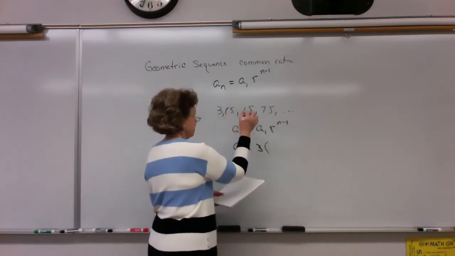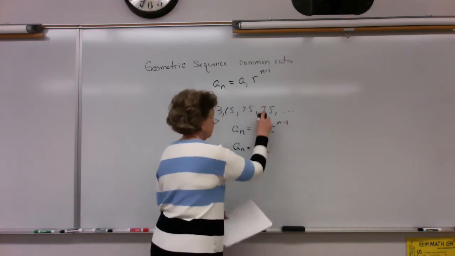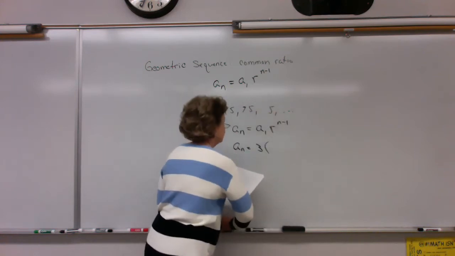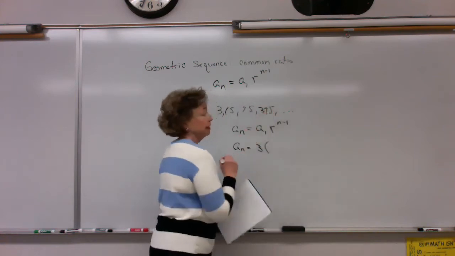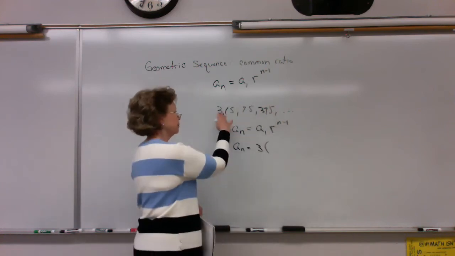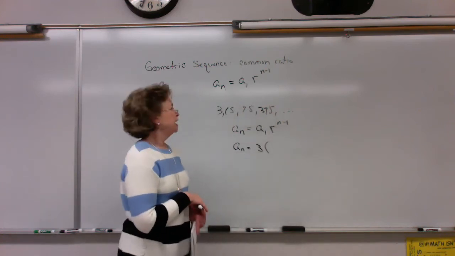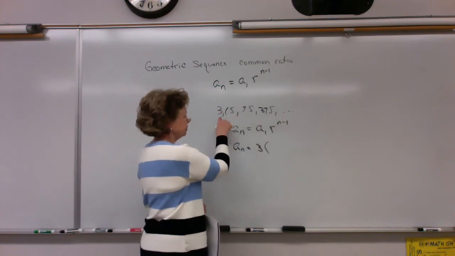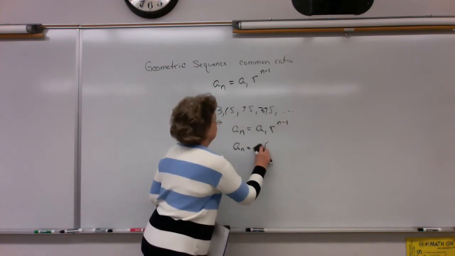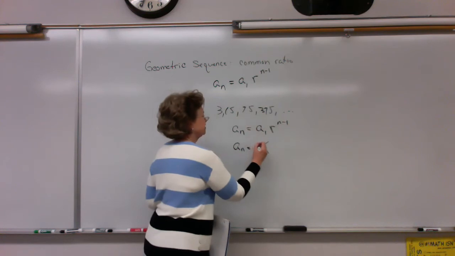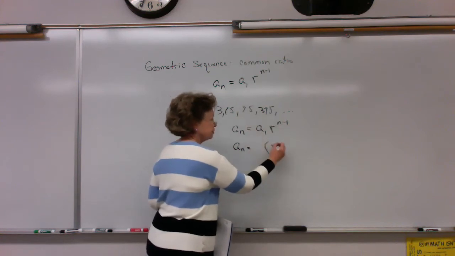It should be 15. That should be 75. It should be 375. Now that we match what the book has, and we're dividing, it's geometric. And so 15 divided by 3 is 5. 75 divided by 15 is 5. So my common ratio is 5.